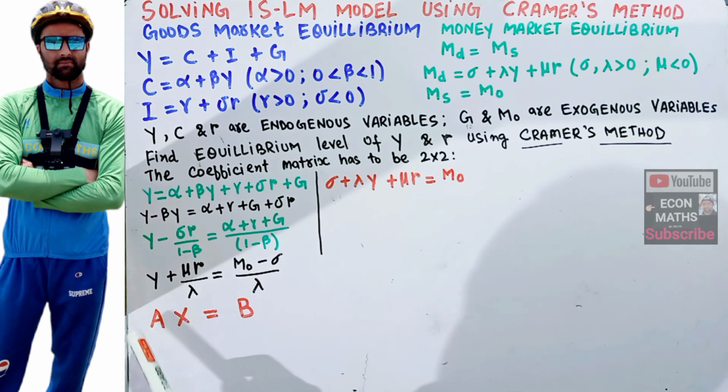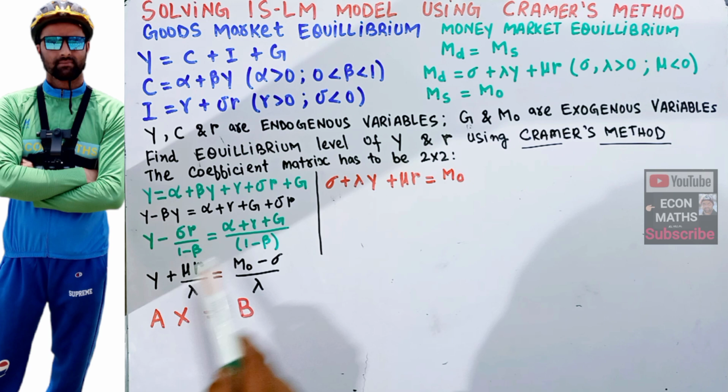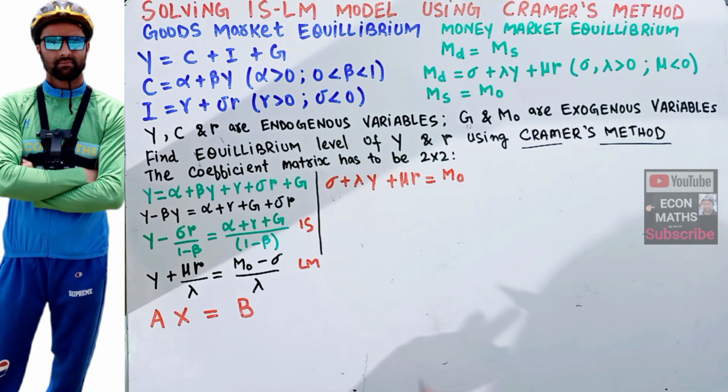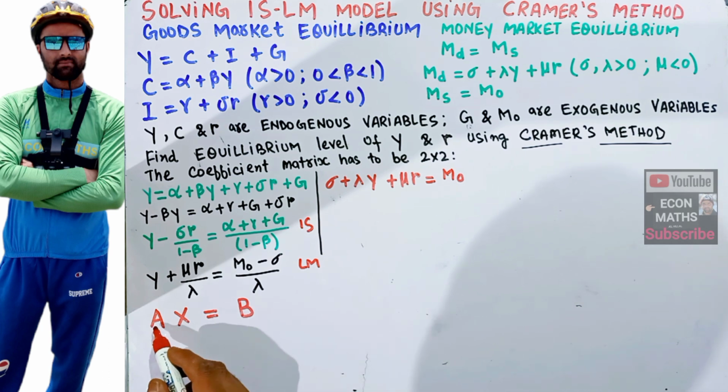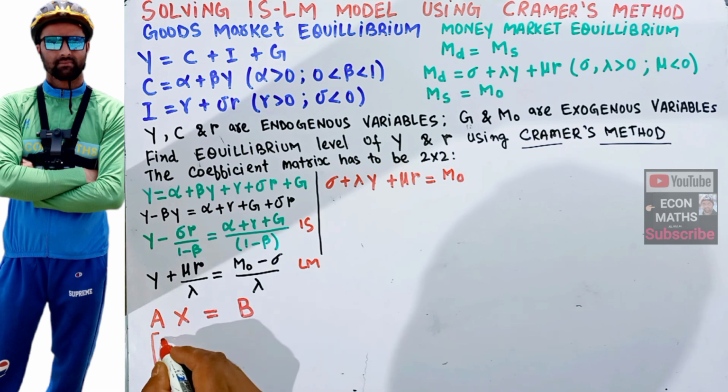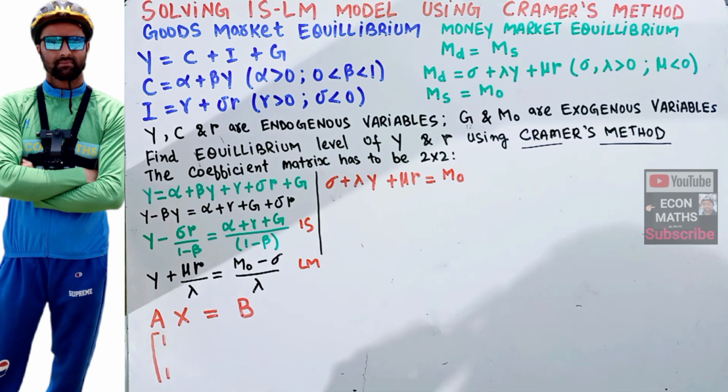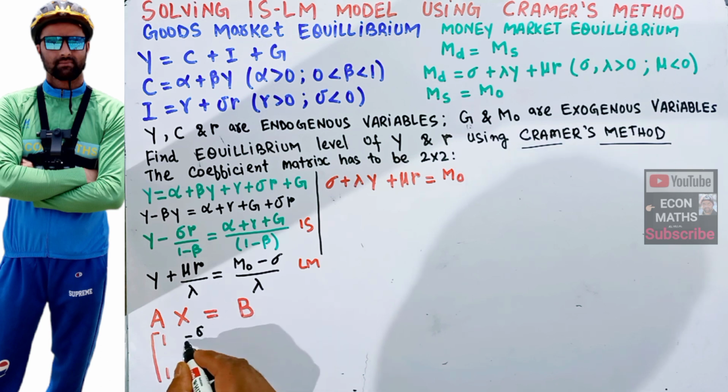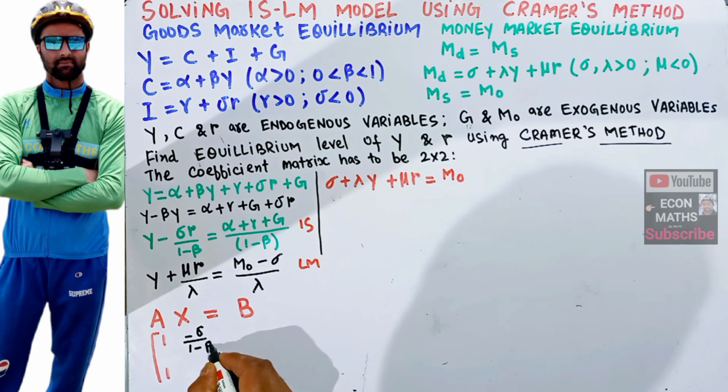Now A is the coefficient matrix. It will be the coefficients of y and r in the IS and LM equations. So this is our IS equation, this is our LM equation. Now the coefficient matrix will be as follows. We have the coefficient of y first. Here the coefficient of y is 1, so I will write 1. The coefficient of y in the second equation is 1 again, so I will write 1. Now the coefficient of r here is minus delta divided by 1 minus beta, and the coefficient of r in this equation is mu divided by lambda.